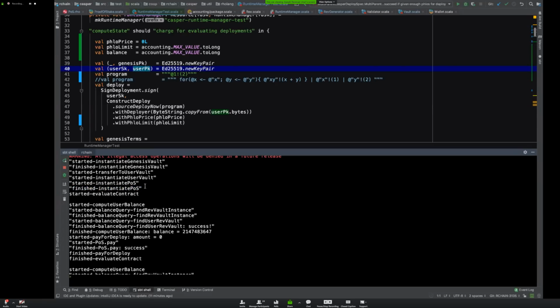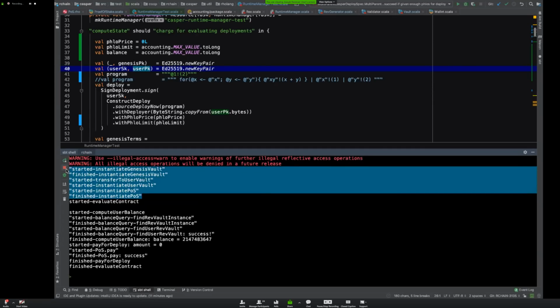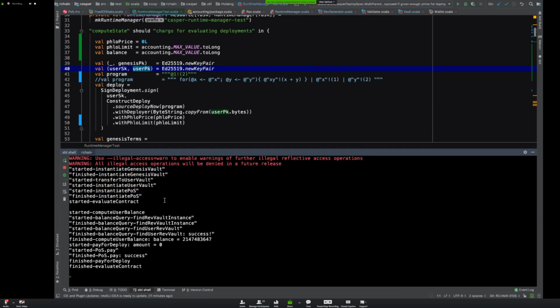We finish that instantiation. And the obvious question would be, when a user pays for a contract, where does it go? Their payment goes into the proof of stake contract, and all those payments that are collected are eventually distributed among the validators, which is part of the validator rewards program that we're working on. So these represent effectively all of the contracts that we need to transact. After we have those, we're going to start evaluating our contract.